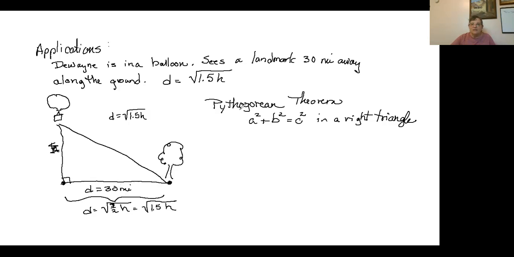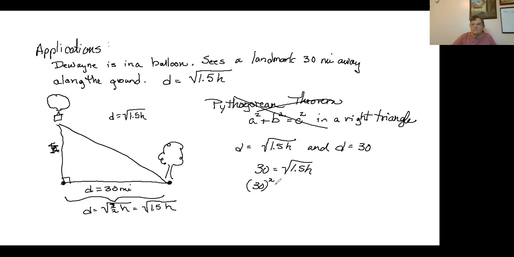So this is not going to be the Pythagorean theorem. If the distance is the square root of 1.5h, that's just the formula given in the problem, and d is 30, then we've got 30 equals the square root of 1.5h. To solve this, you're going to square both sides. Thirty squared is 900 equals 1.5h. The square root squared cancels out. Divide by 1.5, that's going to be a calculator problem.